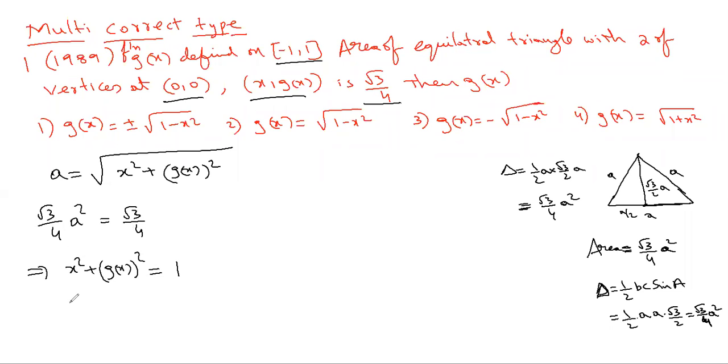So A is this and A square is this. That implies g of x the whole square equals 1 minus x square. In general, when you're taking the square root for a function, you write plus or minus. But you need to keep the point in your mind that g is a function.